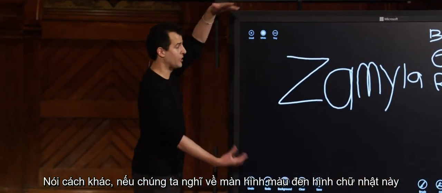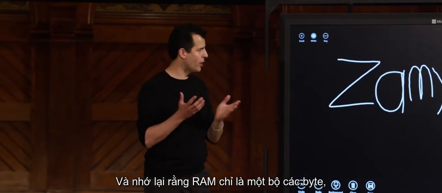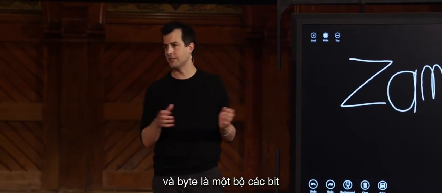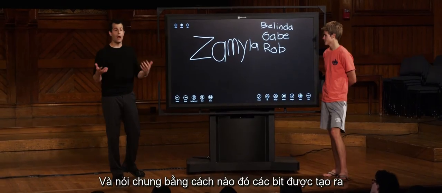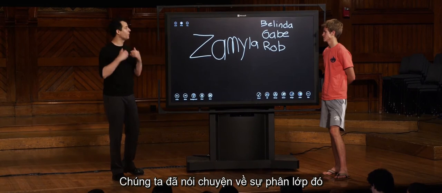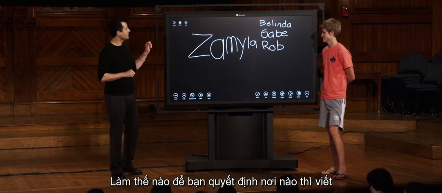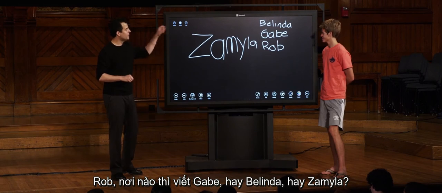In other words, if we think of this rectangular black screen as representing a computer's RAM or memory, and recall that RAM is just a whole bunch of bytes, and bytes are a whole bunch of bits, and bits are somehow implemented generally with some form of electricity and hardware. So that's sort of the layering we've talked about and can now take for granted. How did you go about deciding where to write Rob versus Gabe versus Belinda versus Zamyla?